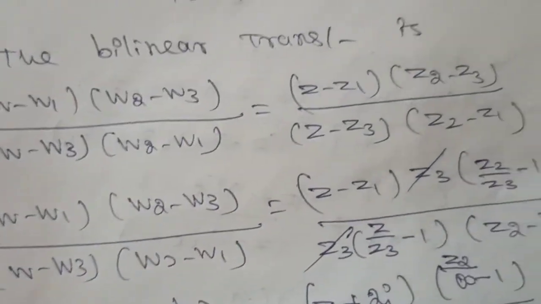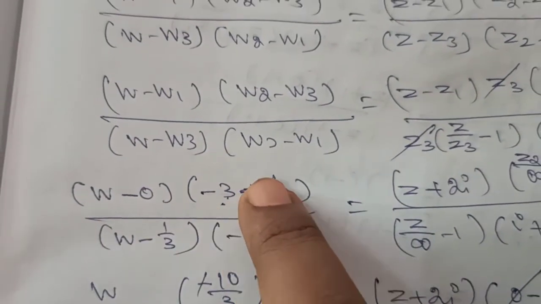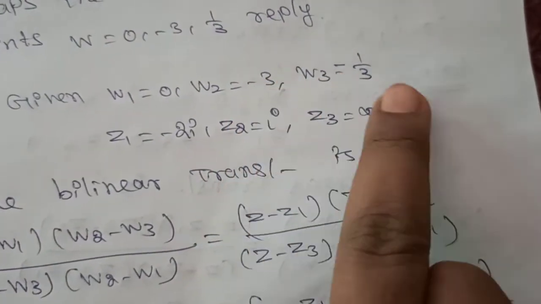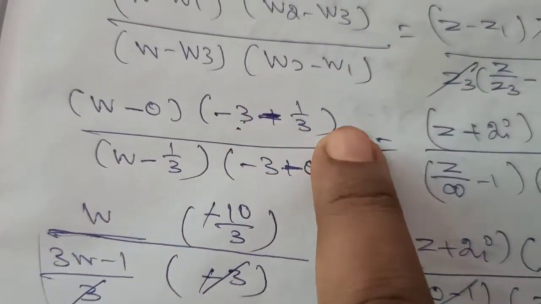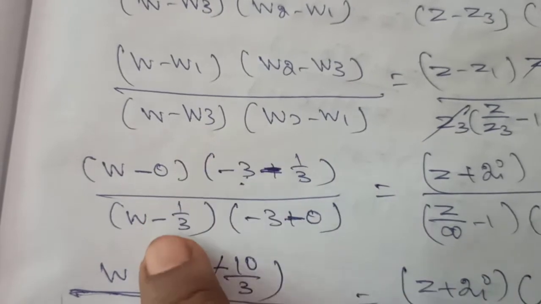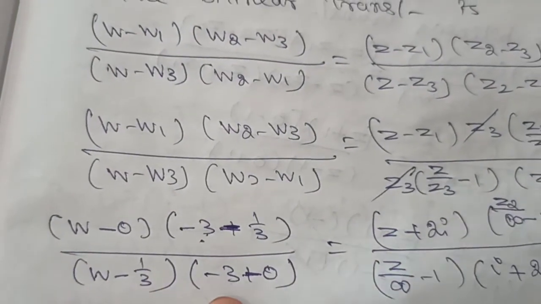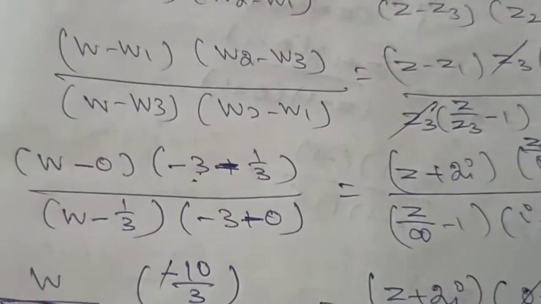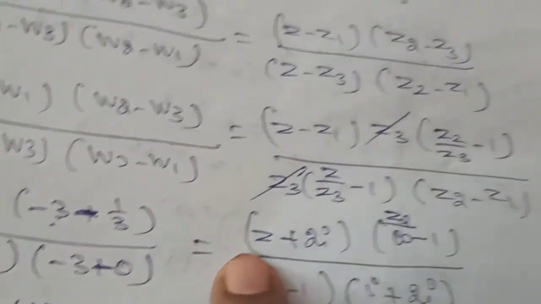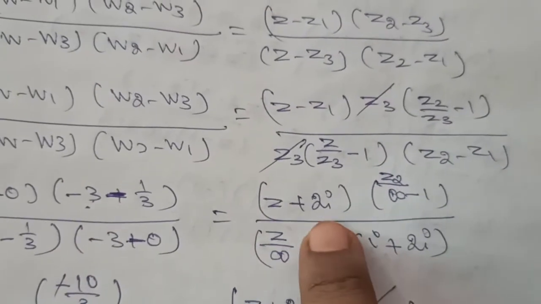w minus w1, where w1 is 0, so w minus 0, into w2 minus w3, that is -3 minus 1/3, divided by w minus w3, where w3 is 1/3, so w minus 1/3, into w2 minus w1, that is -3 minus 0, equal to the z values. z minus z1, where z1 is -2i, that is minus into minus, plus 2i.